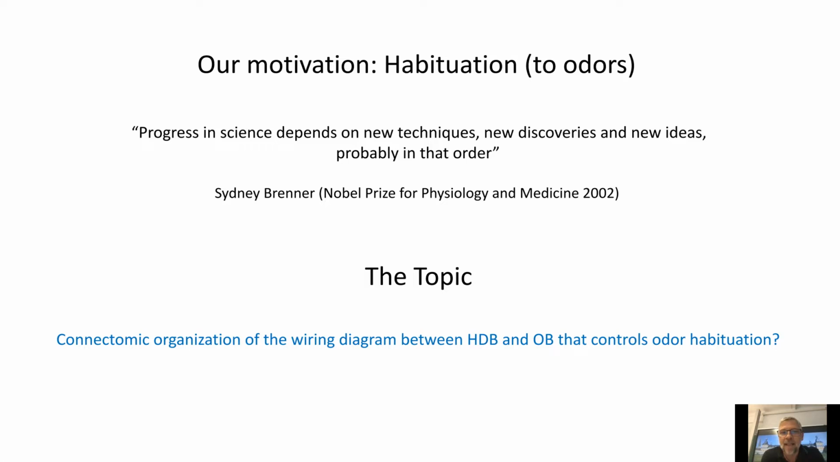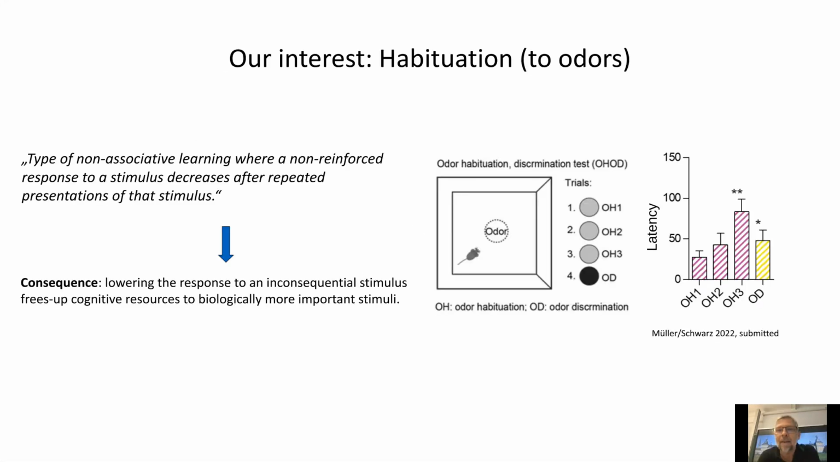So what is the topic in specific? We are trying to understand the connectomic organization of the wiring diagram between HDB, that is the horizontal diagonal band, and the OB, that is the olfactory bulb, that controls this simple form of learning that controls habituation.